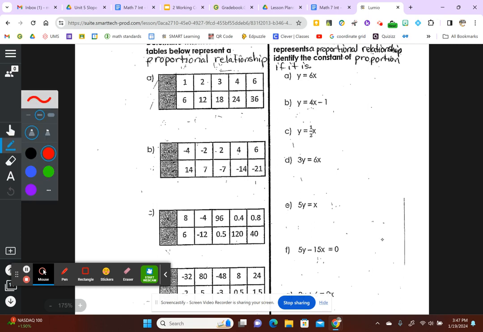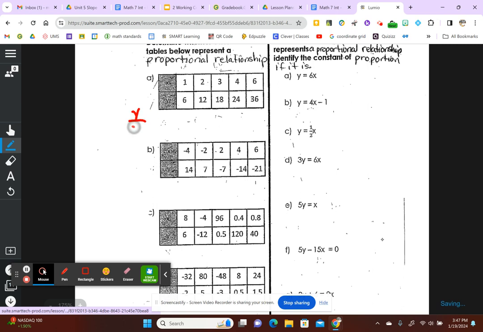So I see a table. If I want to know if it's a proportional relationship, I compare all of the y's over x. 6 over 1 is 6. 12 over 2 is 6. 18 over 3 is 6. 24 over 4 is 6. And 36 over 6 is 6. So my constant of proportionality here is 6, so my equation is y equals 6x. And the answer is yes, it's a proportional relationship.